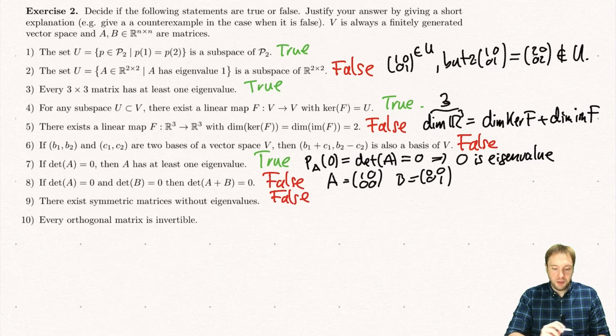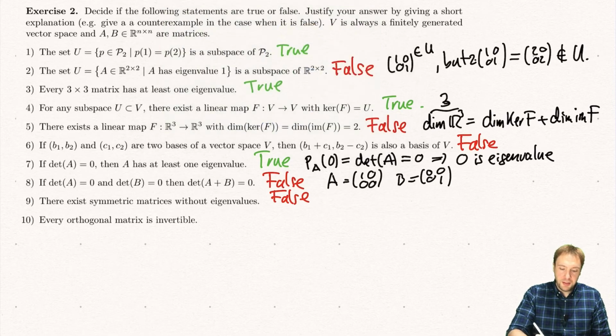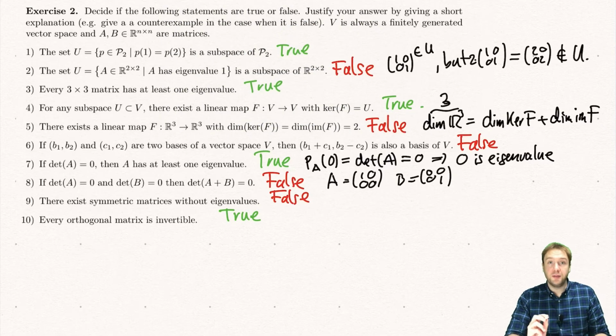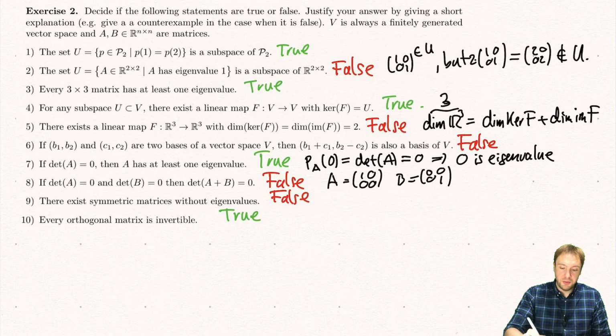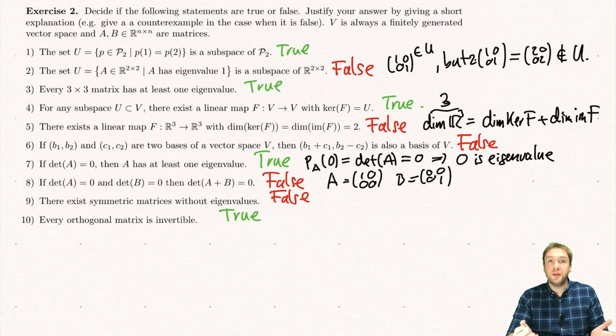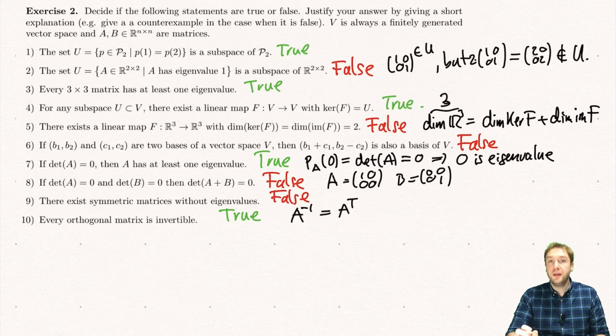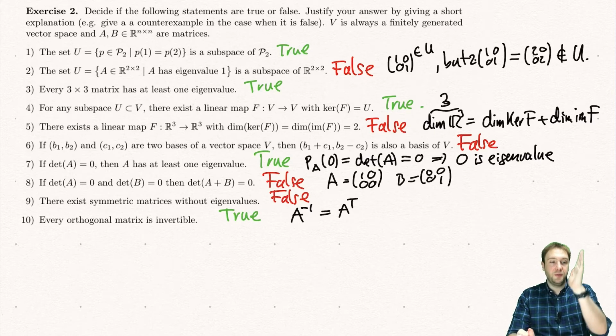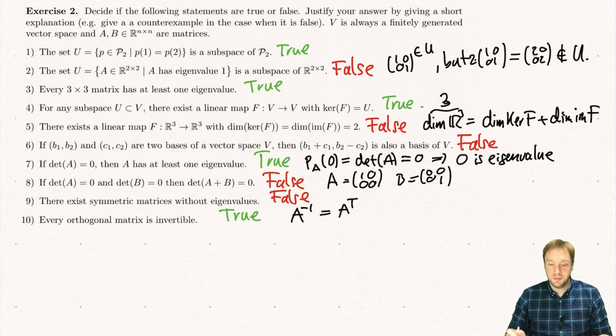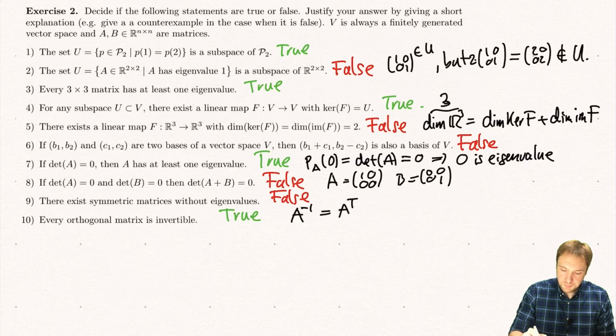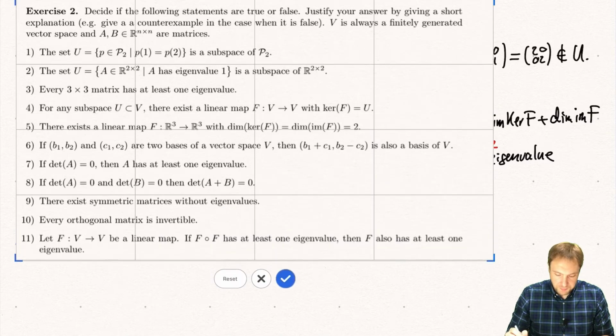Every orthogonal matrix is invertible, and this is true again, because we know that if a matrix is orthogonal, then we can write down the inverse quite explicitly. Namely, if A is orthogonal, then the inverse is just given by the transpose of A, and this was due to the fact that the columns are orthogonal to each other. So if I place columns and rows and multiply this matrix, then I get exactly the identity matrix.